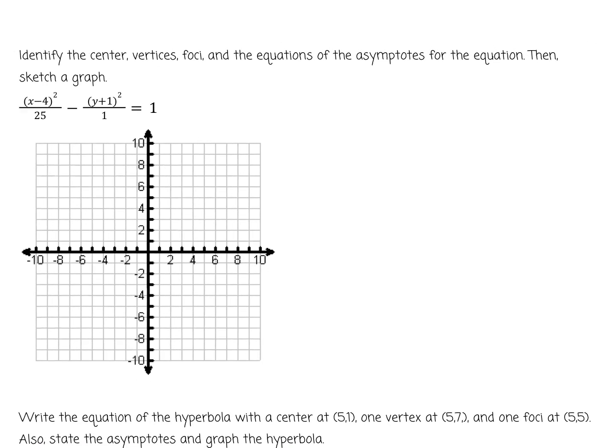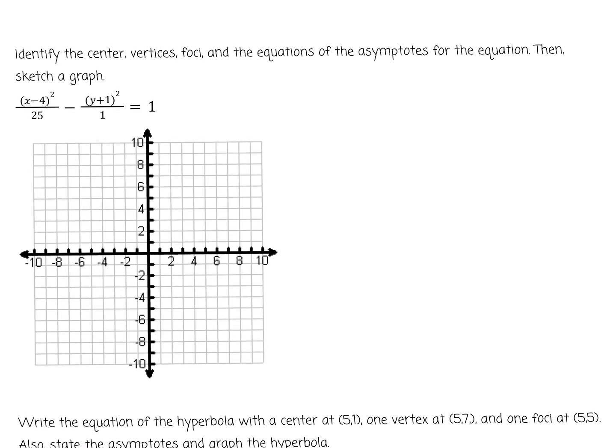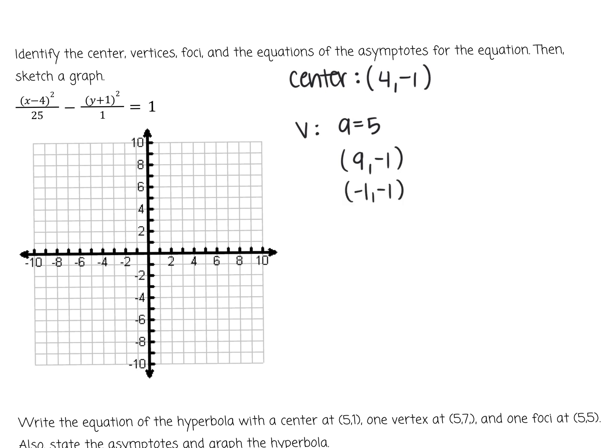Next example, we are again going to identify our center, vertices, foci, and equations of our asymptotes, and then we're going to sketch the graph. So we have (x minus 4) squared over 25 minus (y plus 1) squared over 1 equals 1. For the center, opposite of what's with x, so positive 4, opposite of what's with y, negative 1. For the vertices, a is going to be 5, and because the variable that comes first is x, I'm going to be adding and subtracting that from the x value of my center, so I'm going to get (9, -1) and (-1, -1).